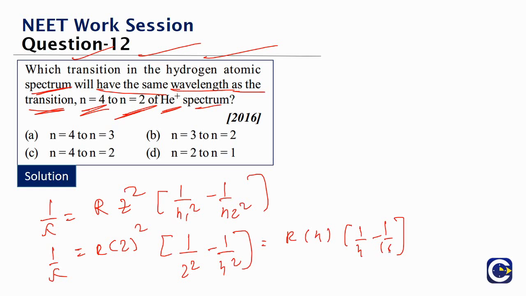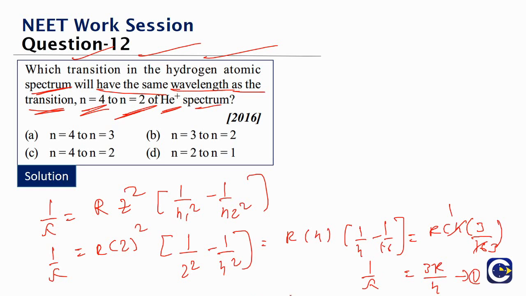Okay, so totally what is it going to be? It will be R into 4 into, if you take an LCM inside, it is going to be 3 by 16. So 4 ones are 4 threes. So what are we having? 1 by lambda is equal to 3R by 4. So we'll keep it as equation 1.